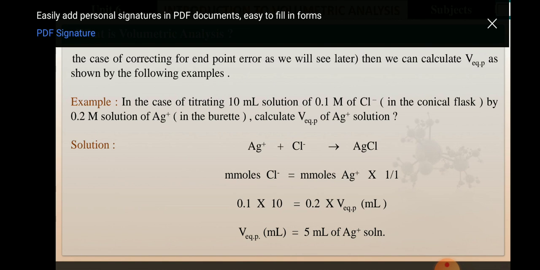Therefore, the solution of this problem: in the reaction Ag plus plus Cl minus gives the product AgCl, millimoles of Cl minus equals millimoles of Ag plus, in a mole ratio of 1 to 1. That is, 0.1 molar chloride times volume 10 equals 0.2 molar times V equivalent. Then, to calculate the V equivalent, the volume at the equivalent point, V is equal to 5 ml of Ag plus solution, that is the silver solution.